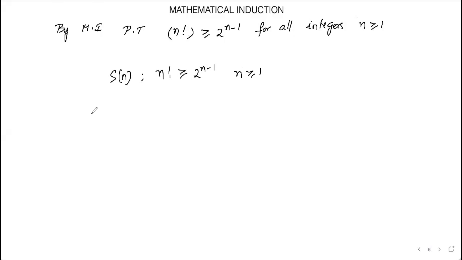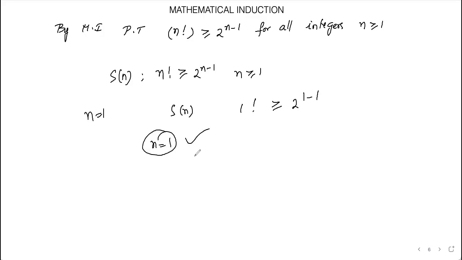For n is equal to 1. So S(n), that is 1 factorial greater than or equal to 2 to the power of 1 minus 1, which is obviously true. So S(n) is verified for n is equal to 1, right?